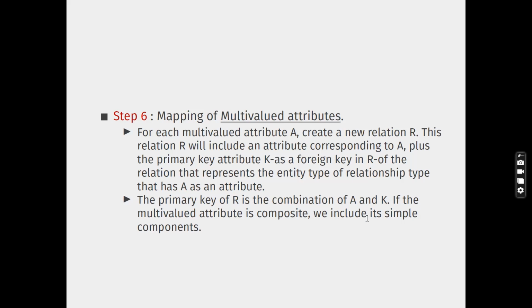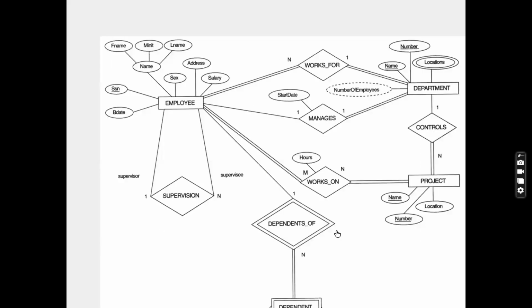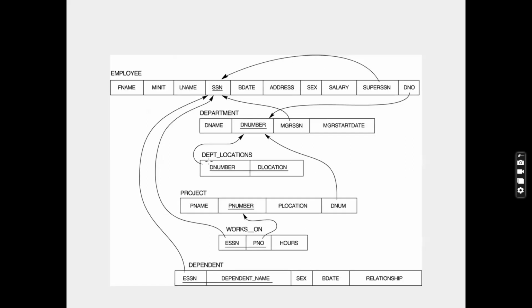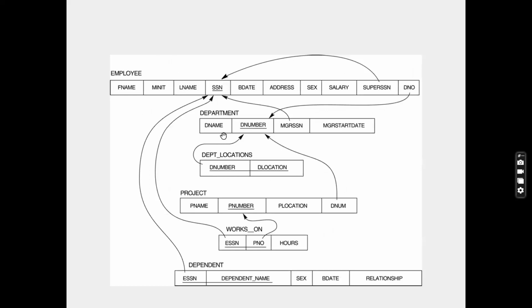So for example, in our case, if I go back to these locations, what you should be doing is creating a new relation called department location, and then you include the department number, that is the primary key of the department, and the department location. Combining those two, you create a primary key for the department locations.